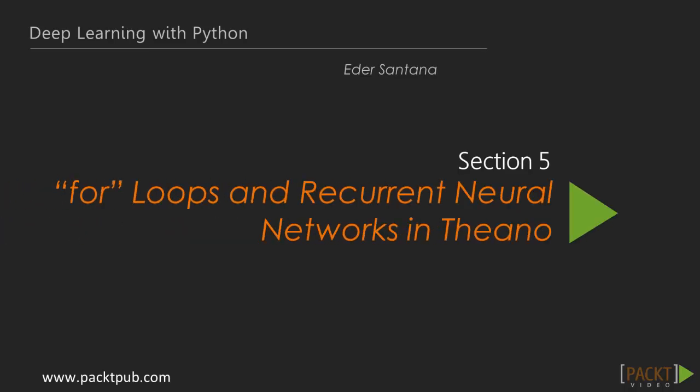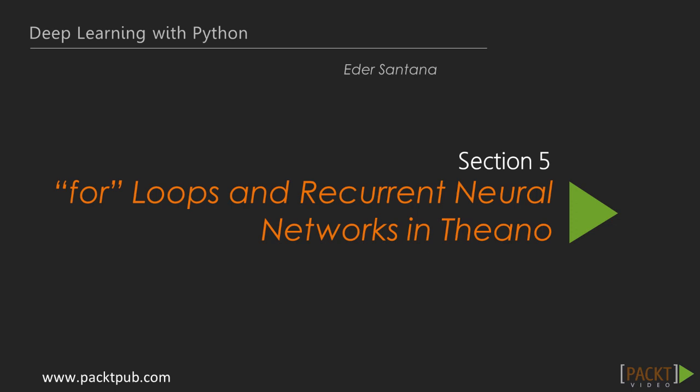Hello and welcome to section 5, for loops in Theano and recurrent neural networks. So far, we've been training models where independent inputs require a single independent output. For example, in image classification, each image is fairly independent of each other. In the last section, we even saw how to use pre-trained models to solve problems like those.